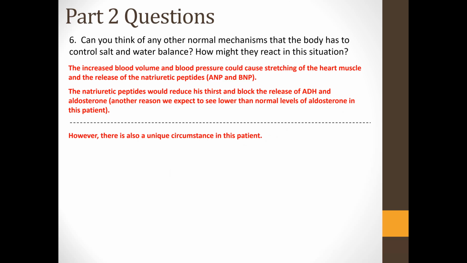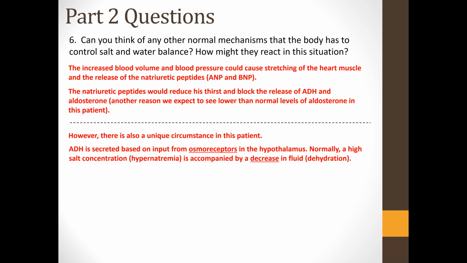However, there is also a unique circumstance in this patient. ADH is secreted based on input from osmoreceptors in the hypothalamus. So normally, when you have a high salt concentration in the body called hypernatremia, it is accompanied by a decrease in fluid, like dehydration. So we talked about in the lecture how dehydration is linked to hypernatremia. So in this case, however, the patient was given both fluids and extra salt, so he's got an excess of both, and this is not something that typically happens in nature.